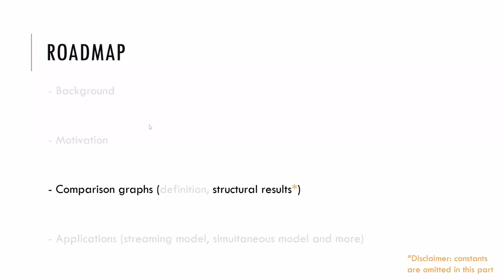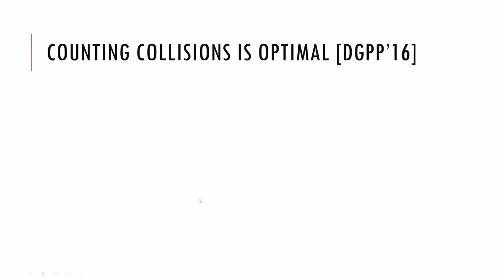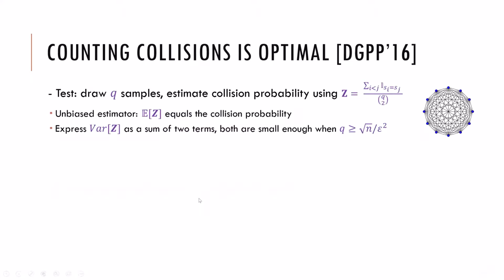Now, how can we use this new perspective, this new definition of comparison graph? Well, let me take you back to 2016. This is the analysis of the original tester. We're not going to go into any technical details at all, but this is data that we now label as a clique graph. And we know that by counting collisions, normalizing by the number of comparisons, we get a value that in expectation is exactly the collision probability, but we want it to be close, and for this we need some concentration measure.